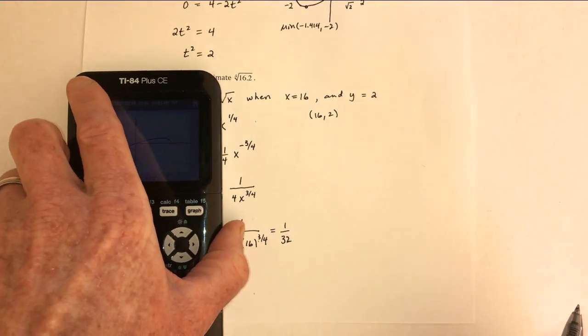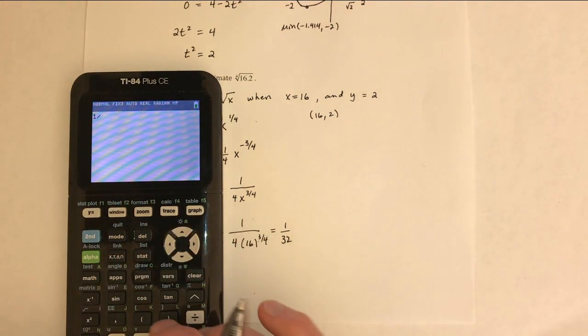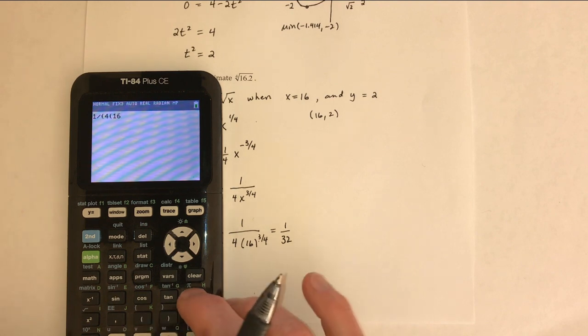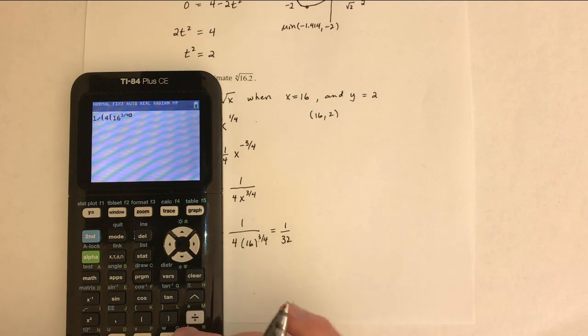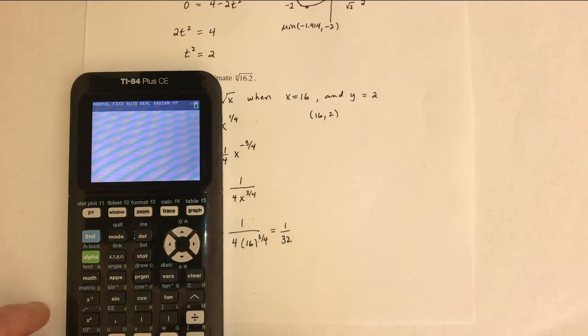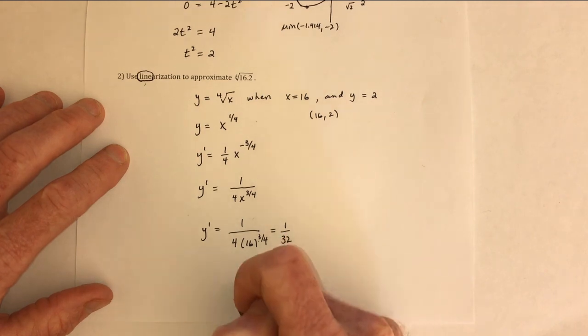Then, just to make sure that I did that right, 1 divided by 4, and then 16 is raised to the 3/4 power. And then convert that to a fraction. It says it's 1/32. So that is the slope.